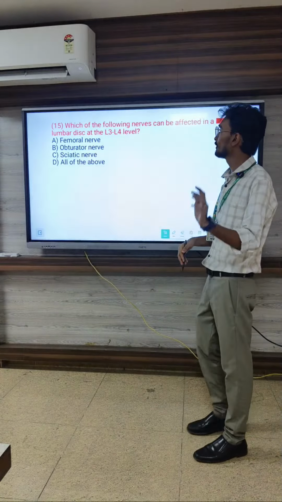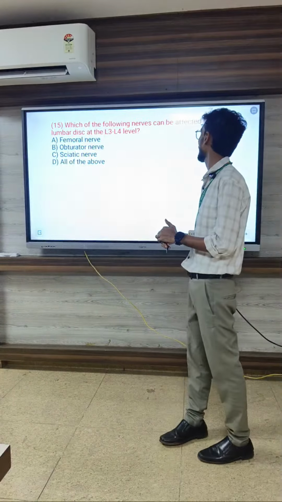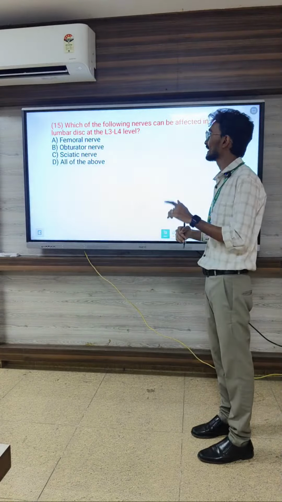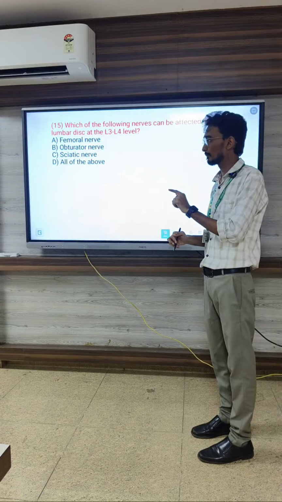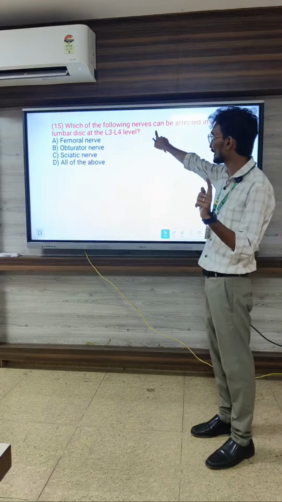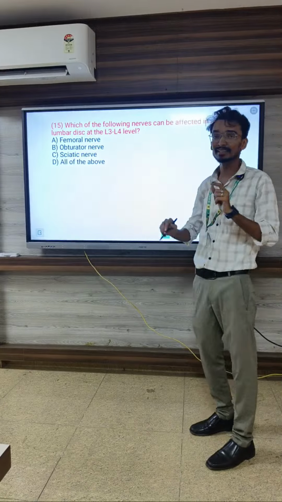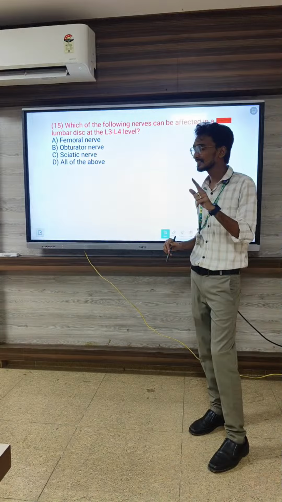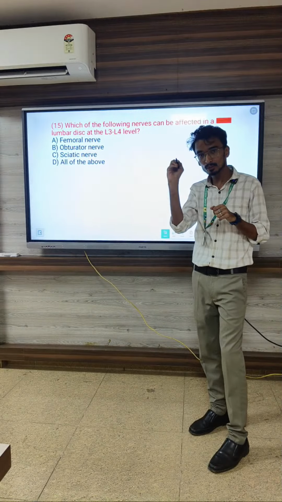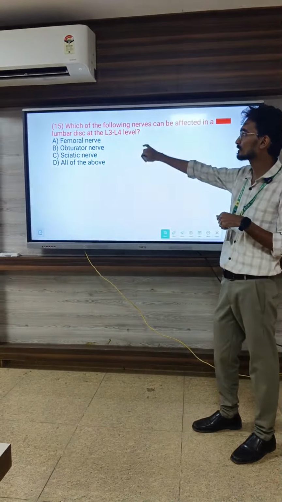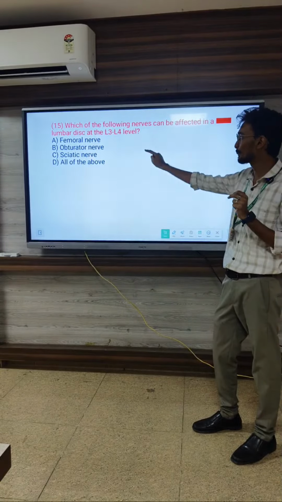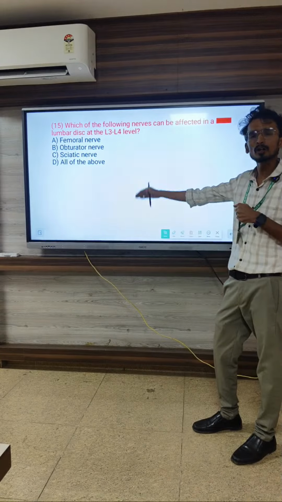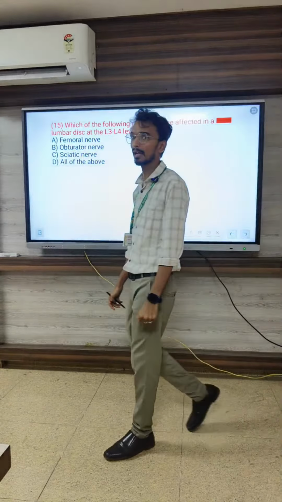Next question: which of the following nerves can be affected in a herniated lumbar disc at the level of L3 to L4? Option A is femoral nerve. Option B is obturator nerve. Option C is sciatic nerve. Option D is all of the above. Have a glance, we'll be back.